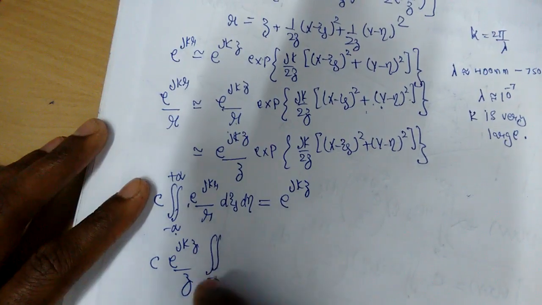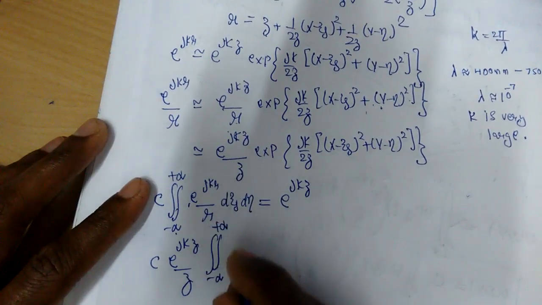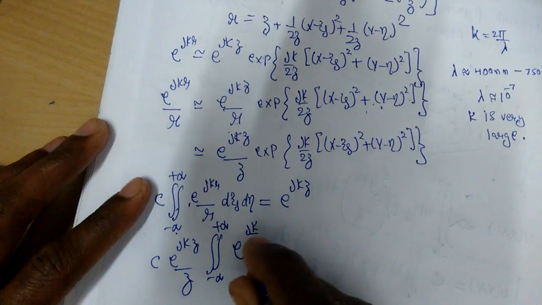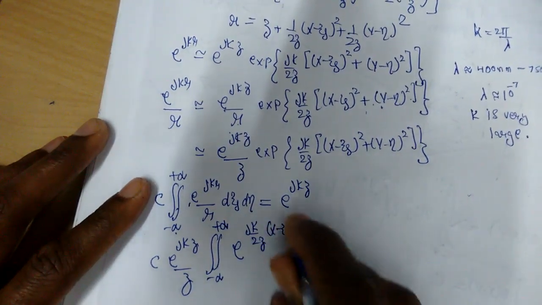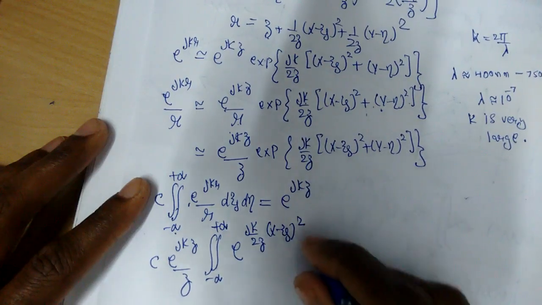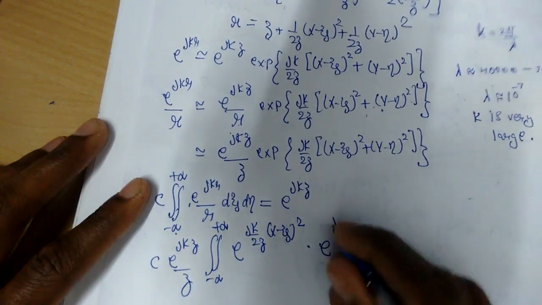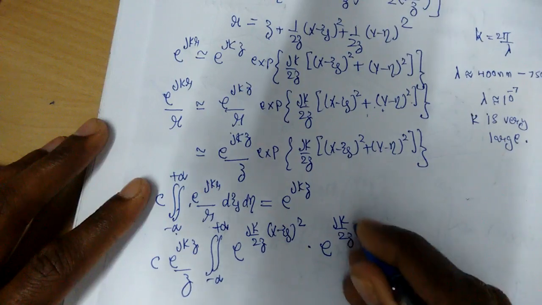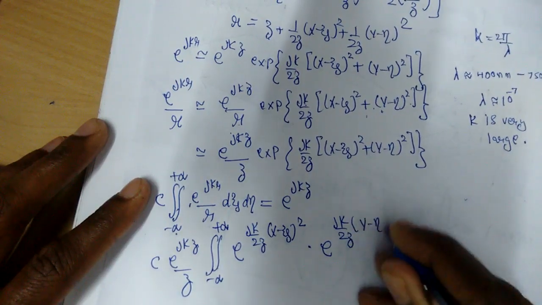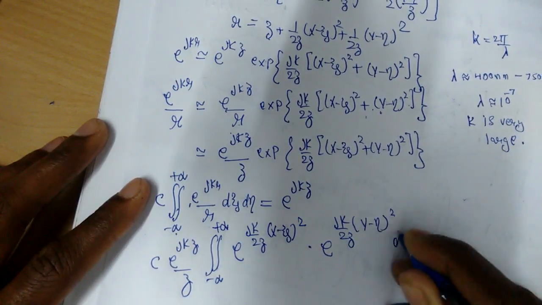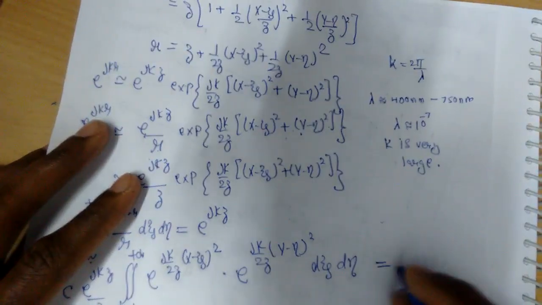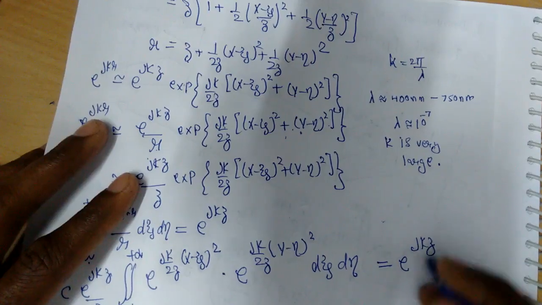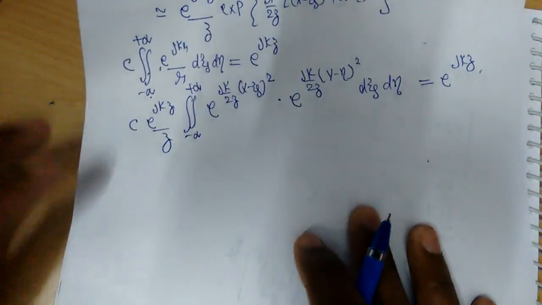So what you can write is simply minus infinity to plus infinity e raised to power jk upon 2z x minus zeta whole square, which is this term, and e raised to power jk upon 2z y minus eta whole square d zeta d eta, and that will be equal to e raised to power jkz, which is a plane wave.